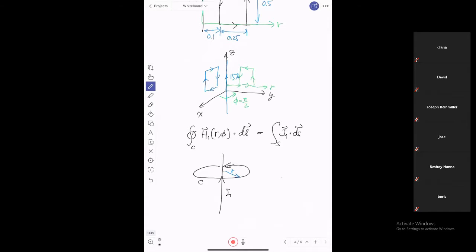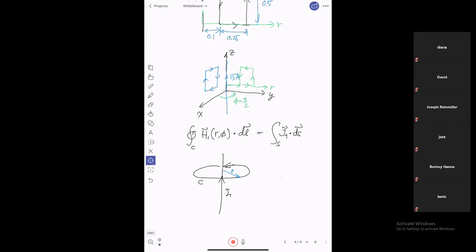If I fix the magnitude R, then the field will be the same, right? And what is dl? The right-hand rule tells me that if my current flows in this direction, my field will be going in that direction, right? It's going to be the phi type.